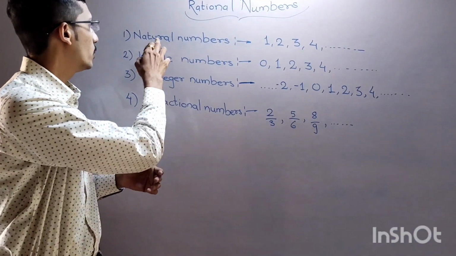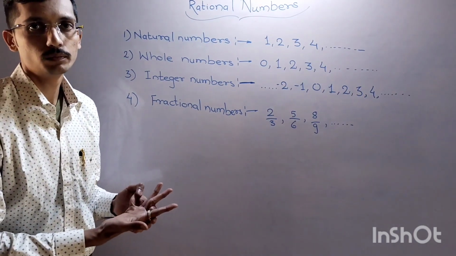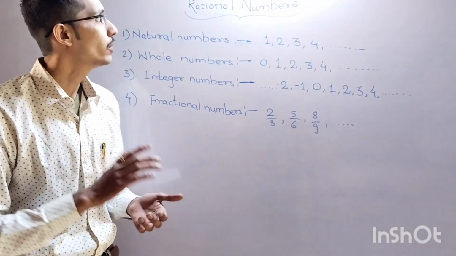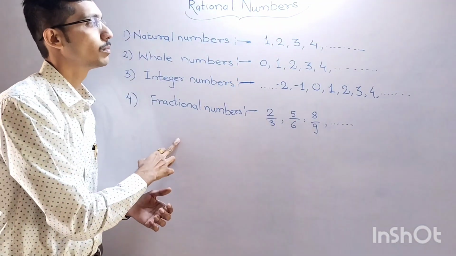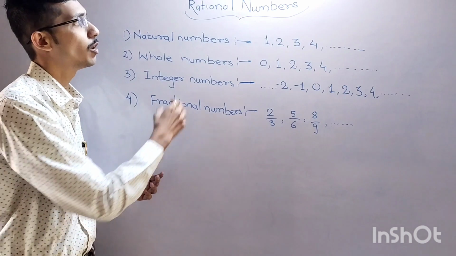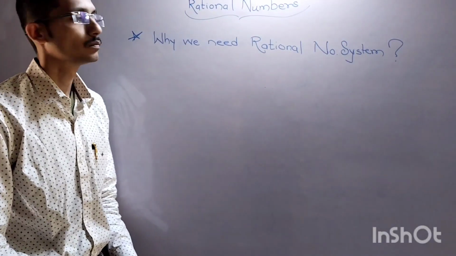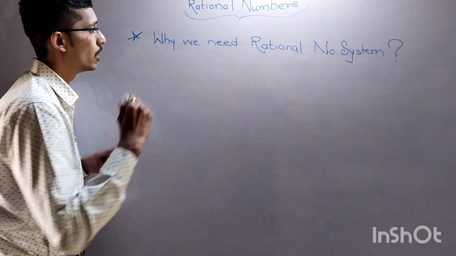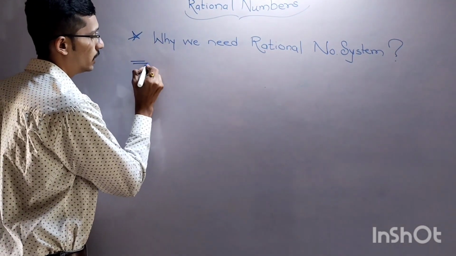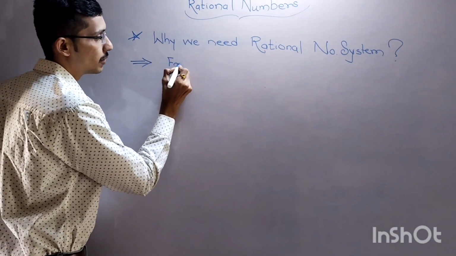So now we have all these systems. Why do we go for the rational number system? If we have all these number systems, then what is the need of the rational number system? As we see, the last number system is the fractional number system.